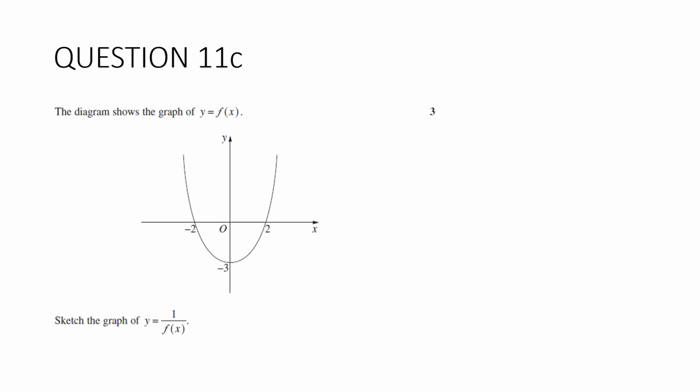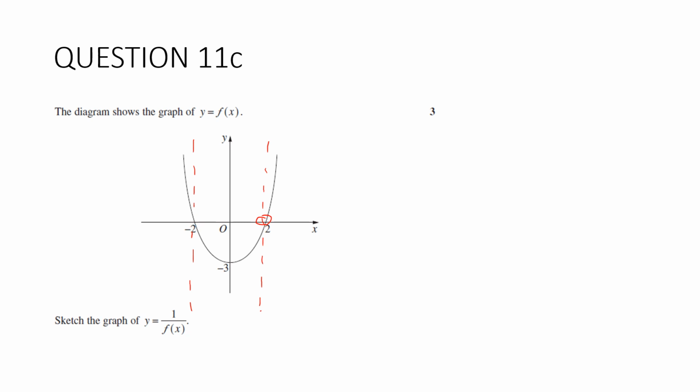11c. The diagram shows the graph of y equals f of x. Sketch the graph of y equals 1 over f of x. So remember, anytime we've got y equal to 0, like here and here, 1 divided by 0 approaches infinity, so we have an asymptote. So we've got two asymptotes here.